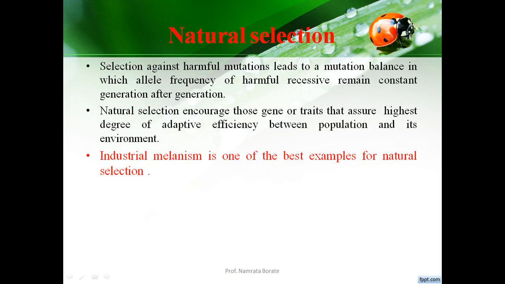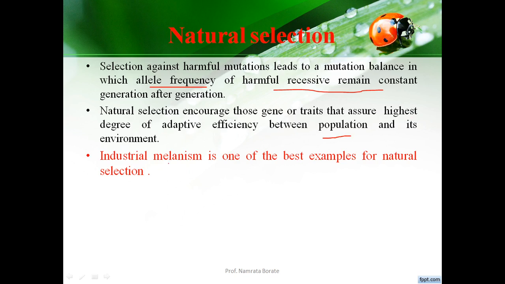Selection against a harmful mutation leads to a mutation balance in which the allele frequency of the harmful recessive remains constant generation after generation. What does that mean? The harmful recessive gene remains constant. There is a transfer of only the useful genes from one generation to the next generation, but the harmful recessive gene remains constant. This is the most important phenomenon in natural selection. Natural selection encourages those genes or traits, meaning what? That is, a characteristic that achieves the highest degree of adaptive efficiency between the population and the environment.